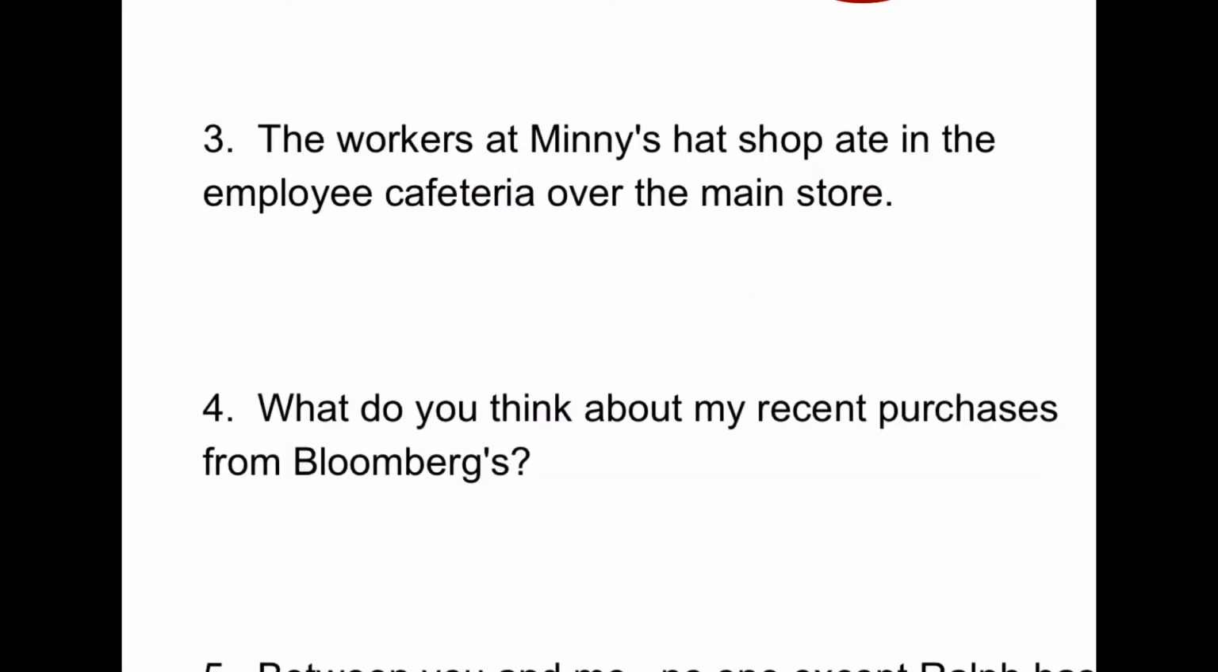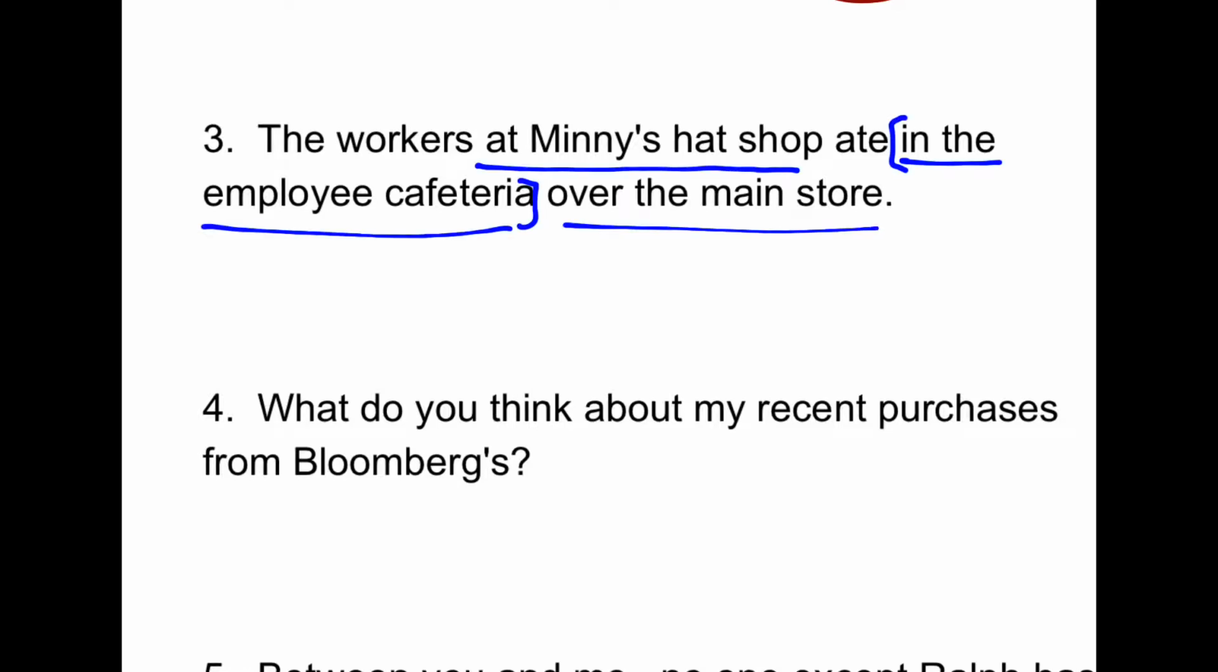Number 3. The workers at Minnie's hat shop ate in the employee cafeteria over the main store. Shout out all of the prepositional phrases now. There were 3 of them. Did you get them all? Number 4, what do you think about my recent purchases from Bloomberg's? Shout them out. There were 2.